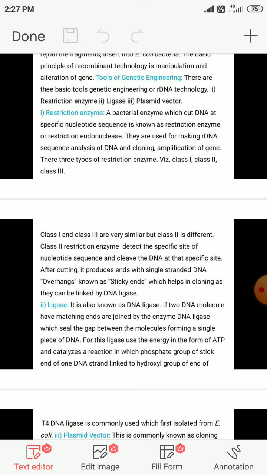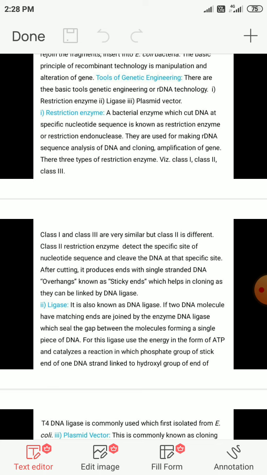The class 2 restriction enzyme detects the specific site of the nucleotide sequence and cleaves the DNA at that specific site. It means the class 2 restriction enzyme can directly detect where the cut should be taken on a particular nucleotide sequence, and then it directly cuts that nucleotide sequence at the site it detected itself, and the cleavage starts.